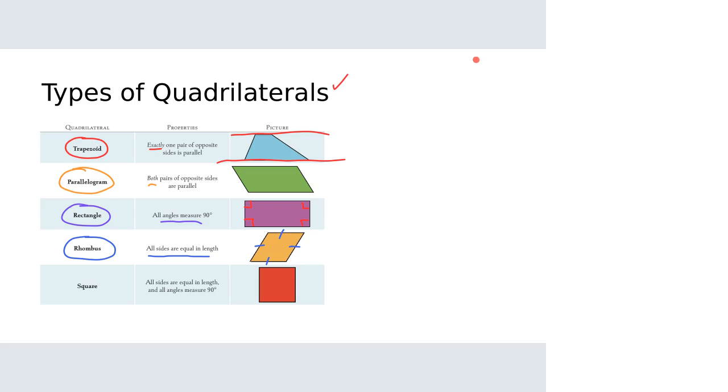Then we get to the square, probably familiar with the square. Square has a couple of specific things. All sides are equal and all angles measure 90 degrees. The word "and" is a really important word. It means that has to happen also. So you have to have all four sides equal in length and all angles are 90 degrees. That's what makes it a square.